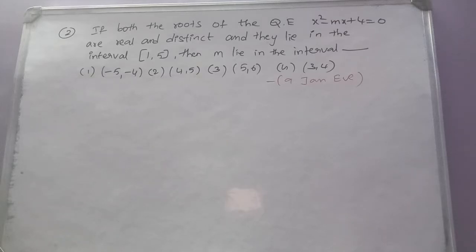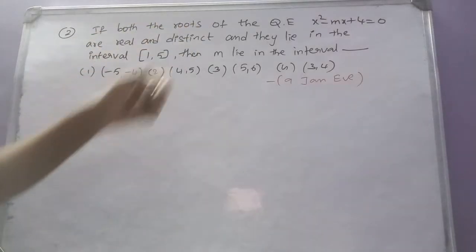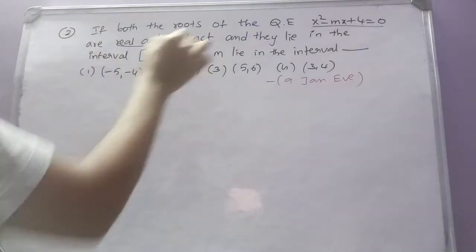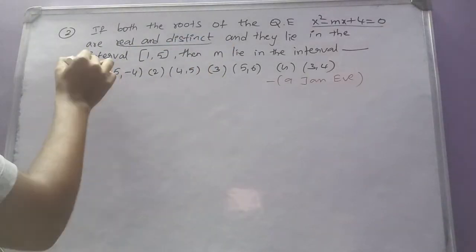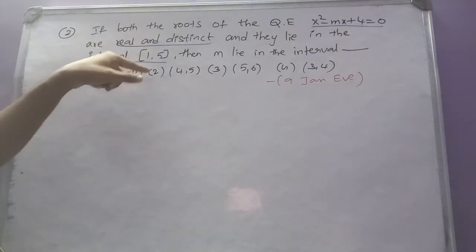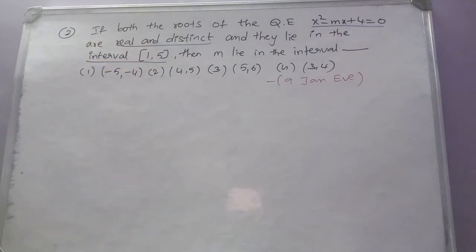Here is our second question. If both the roots of this quadratic equation are real and distinct, observe this, and they lie in the interval 1 comma 5. Both the roots are real and distinct, at the same time they lie in this interval 1 comma 5. Then m lies in which interval, they are asking.